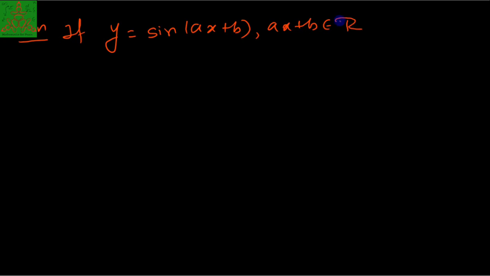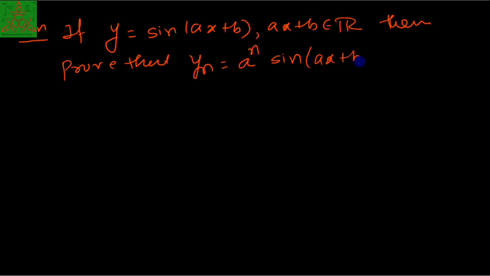So let us state that is, if y equal to sine(ax + b), where a and b are real numbers, then prove that y_n is a^n sine(ax + b + n pi by 2), where n is a natural number. Again, we will use the principle of mathematical induction to prove this statement.